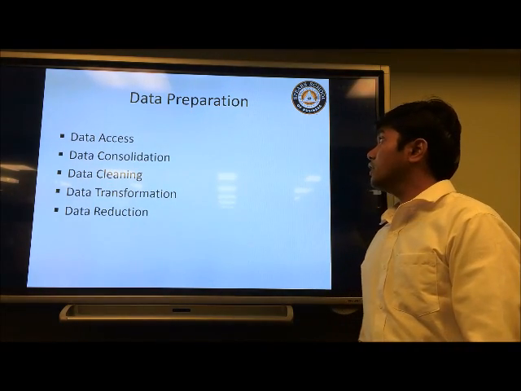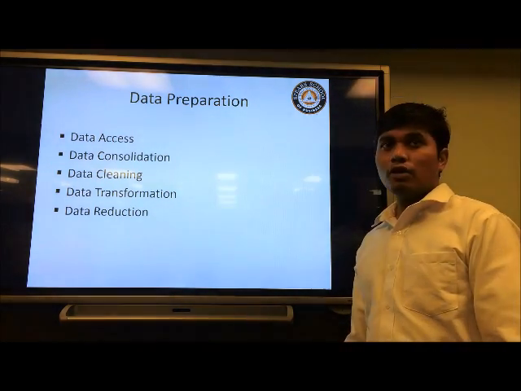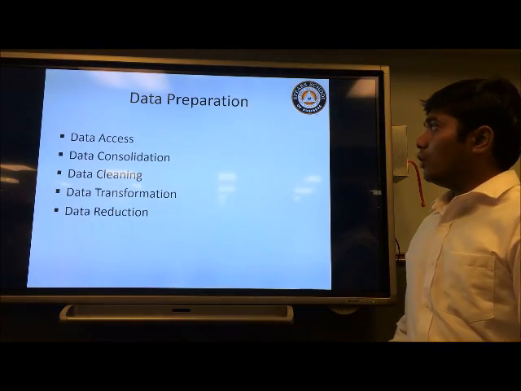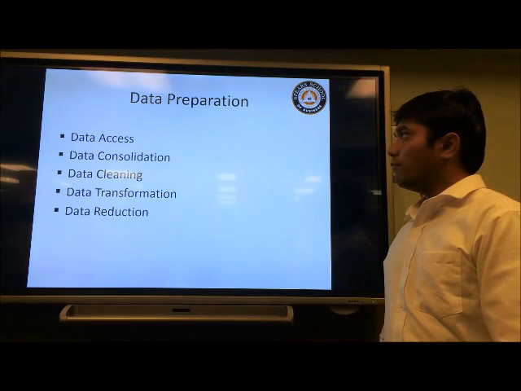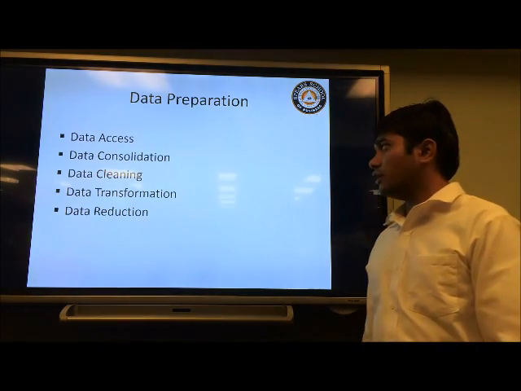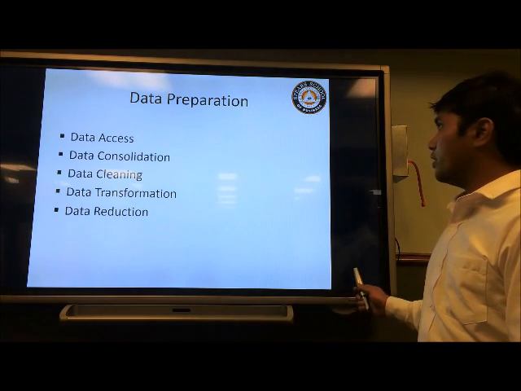Thanks, Pradeep. As Pradeep talked about, we will look into the data preparation part of the CRISP-DM methodology in detail. There are 5 components of this phase: data access, data consolidation, data cleaning, data transformation, and data revision. Let's look at it in detail.